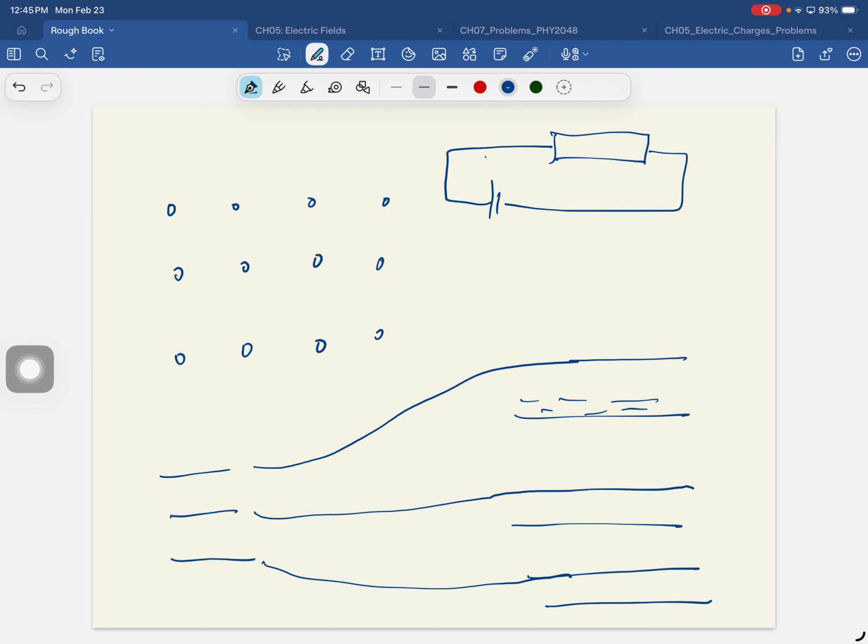If a material is electrically insulating, for instance, wood is electrically insulating.